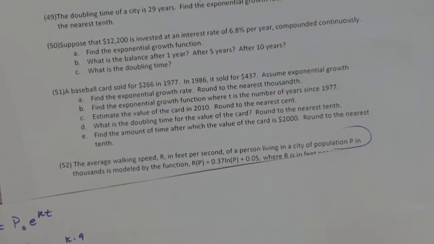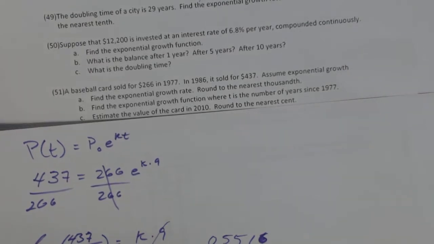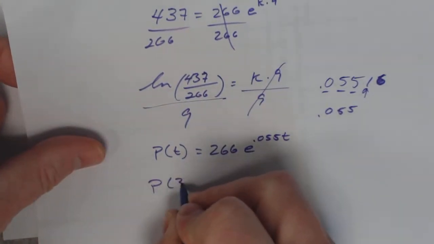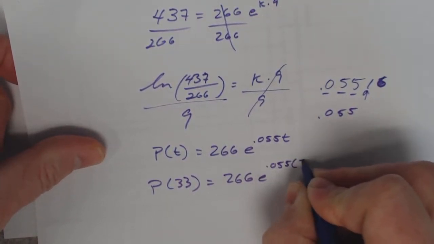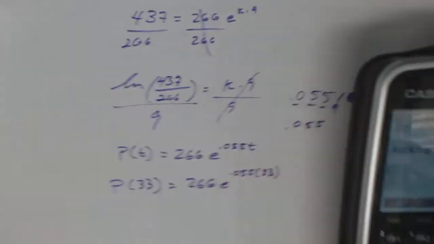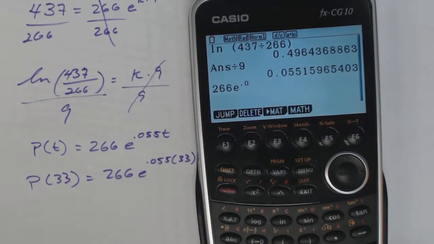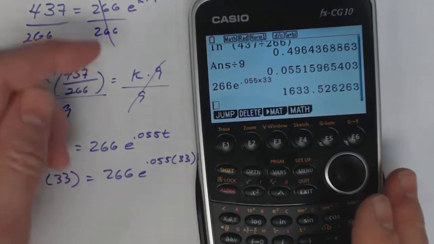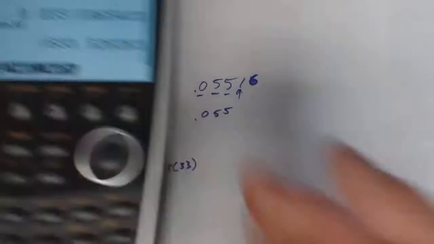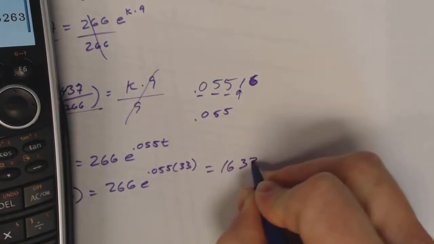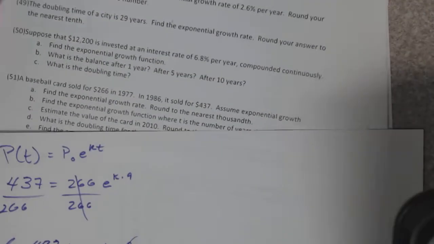So there's part B. Part C says estimate the value of the card in 2010. That's 33 years after 1977. So we want to find P of 33. So we're just going to plug 33 in. $16,533.53. Round to the nearest penny. That would be our estimate for what it would sell for in 2010.